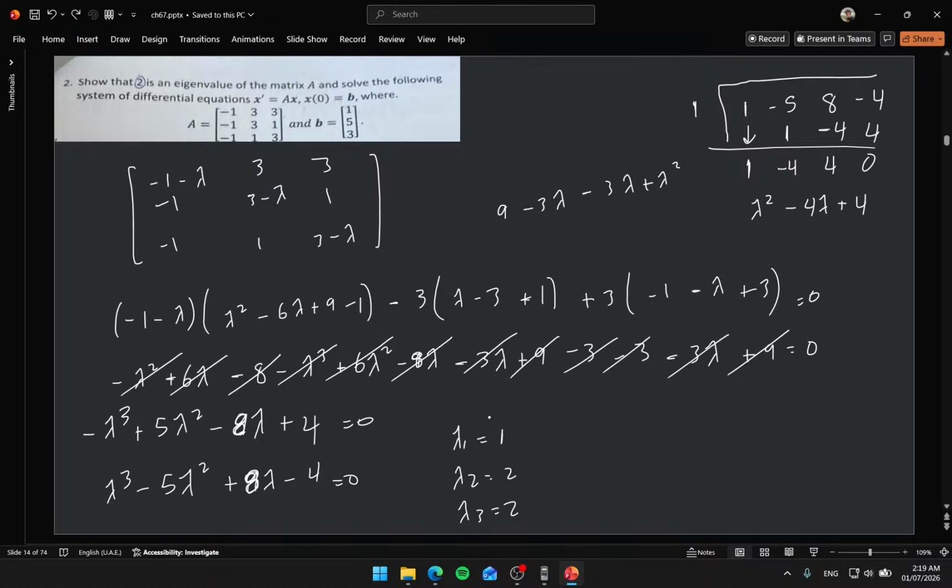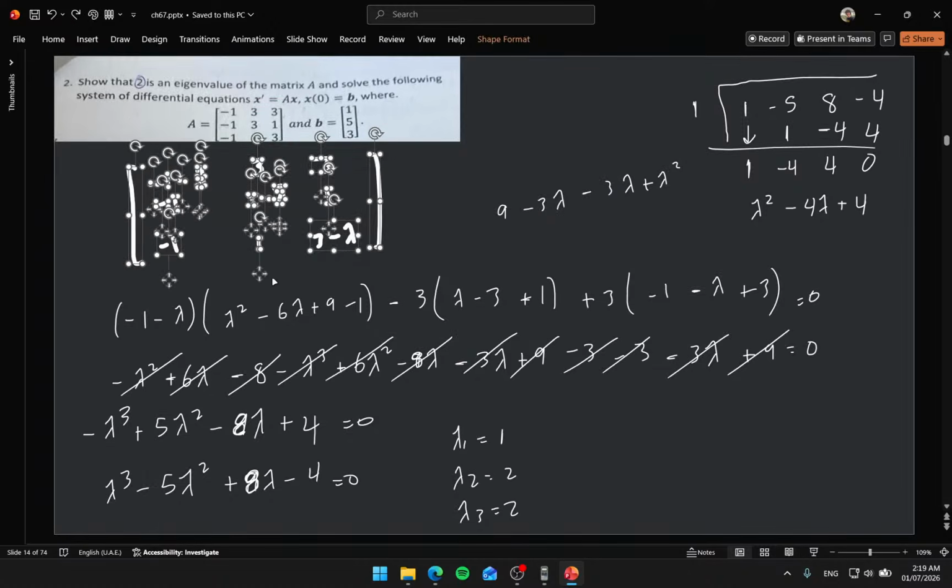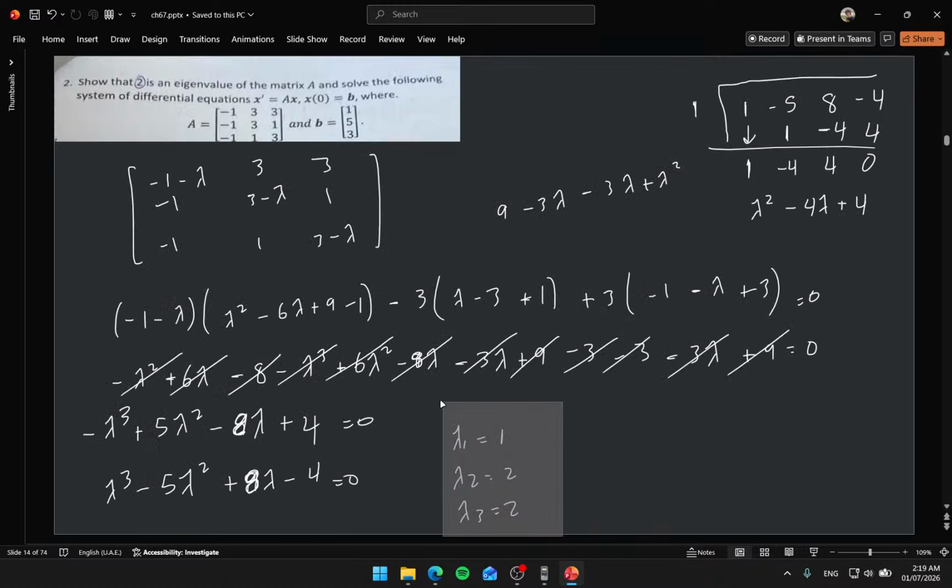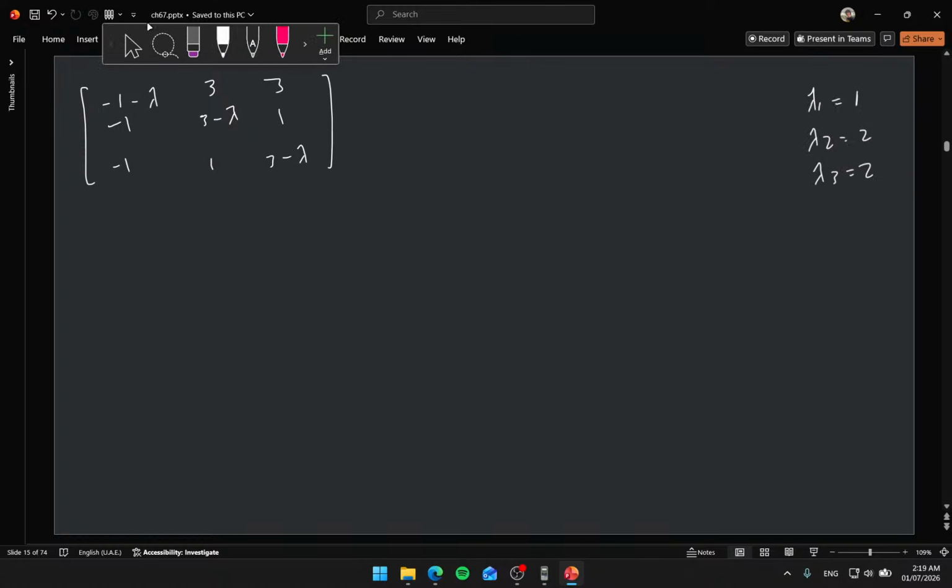And we solve. How do we solve this? Yes, we find the eigenvectors for each. Whoa, that's a lot of work. Negative 1 minus 1 is negative 2. I'm talking about 1 now. Three minus 1 is 2. So that's 2, 2.